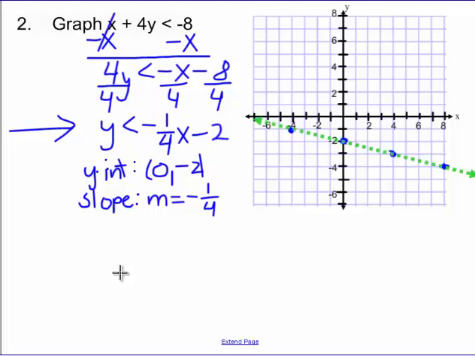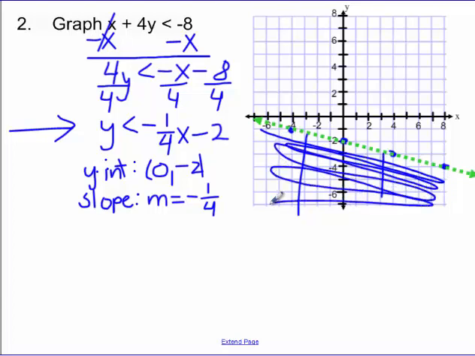Then we need to determine whether we shade above the line or below the line. Again, you go back to the inequality where y has been isolated. y is less than the expression negative 1/4 x minus 2. Less than means we shade down below the line. So here we're going to shade all of this part of our graph. And that is graphing inequalities in two variables.